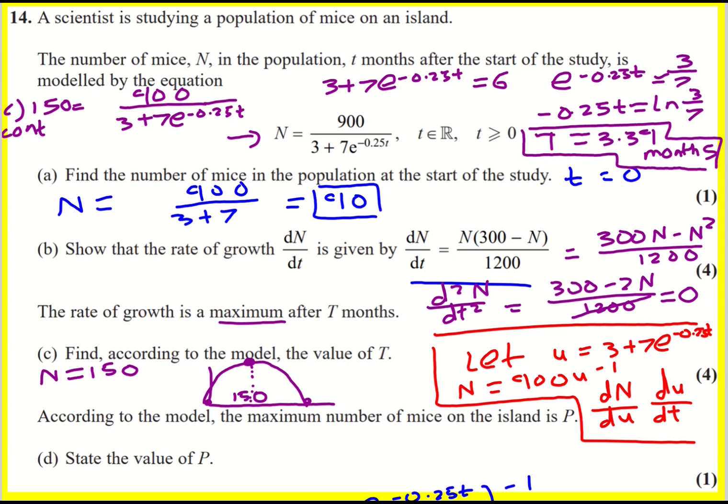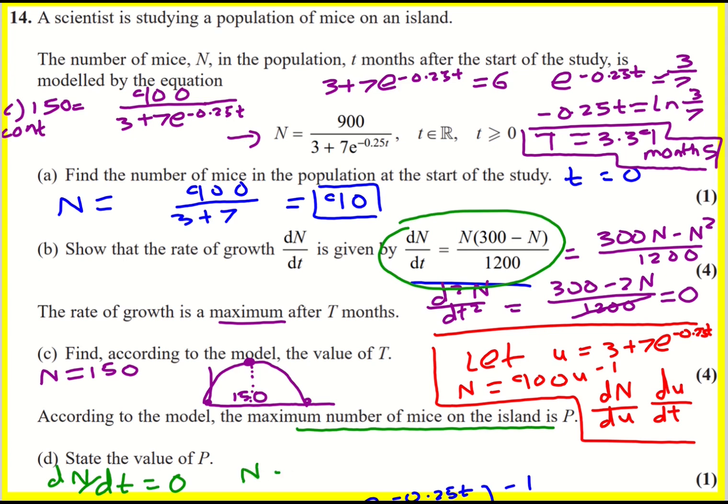One more question to contend with. According to the model, the maximum number of mice on the island is p. State the value of p. So the maximum number is going to be when dn by dt is equal to 0. That's going to be our stationary point. So it's when this is 0. It's clearly not going to be n is 0. It's going to be n is 300.